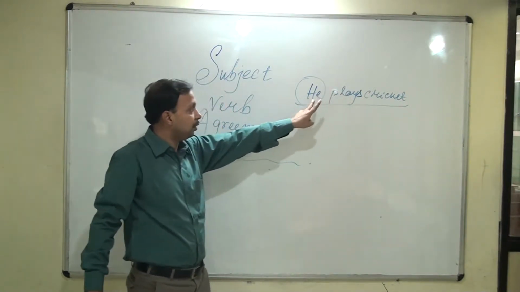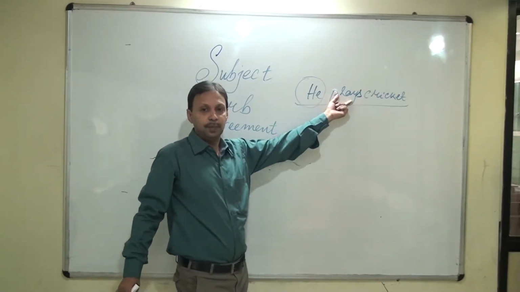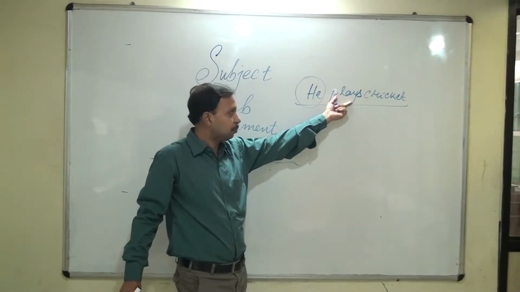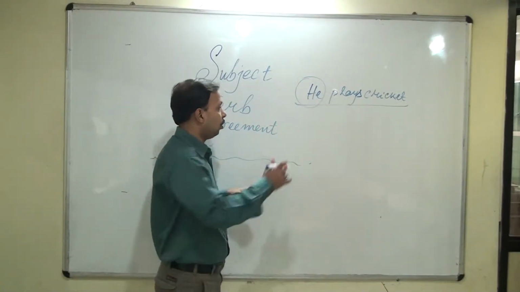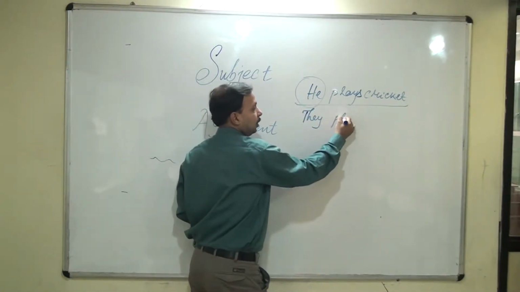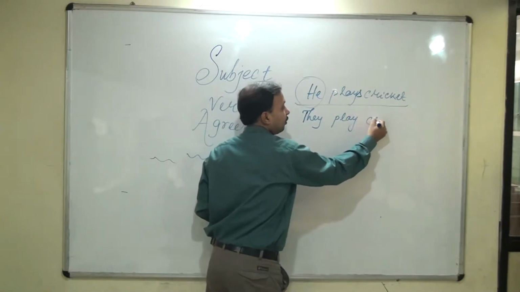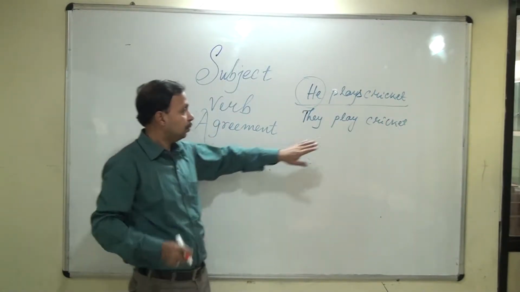There is an agreement in between subject and verb. Third person singular number takes V5. This is the first rule. Very simple to remember, that singular subject takes singular verb. Now we just replace he by they. At that particular place you have to write they play cricket. You are not supposed to use plays.